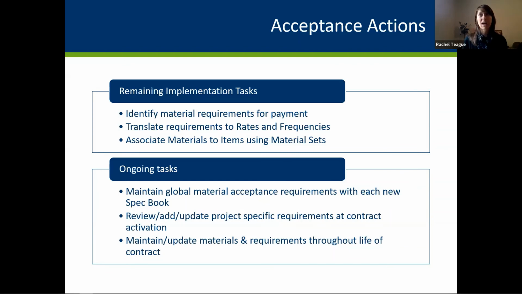How would items added via a change order be dealt with? Right now, in terms of system functionality, when you add an item via a change order, just like when you generate the materials and acceptance actions at the beginning of the job, all of those global level settings will be brought over onto the contract. So whatever is set up globally for that item, those material sets, materials, and their associated acceptance actions will come.